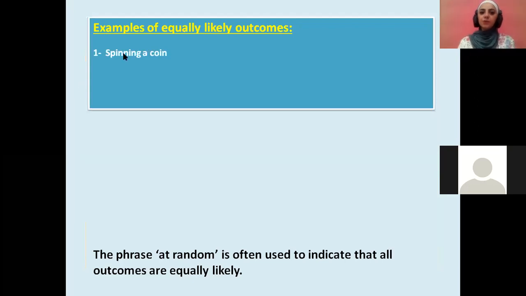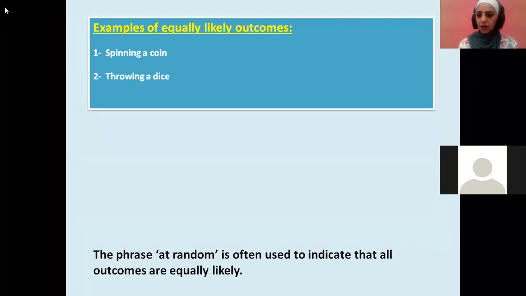So some other examples of equally likely outcomes: spinning a coin. We know in the coin we either have head or tail. So 1 over 2 for head and 1 over 2 for tail. It's equally likely. Throwing a dice, as we mentioned in the previous example. Picking a card from a pack, the pack of playing cards. This is also an equally likely outcome.